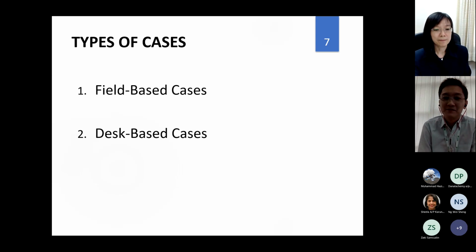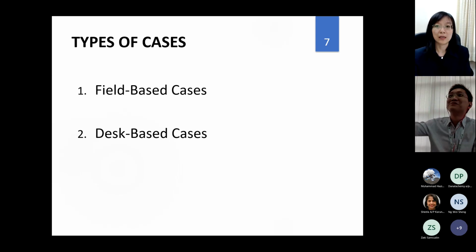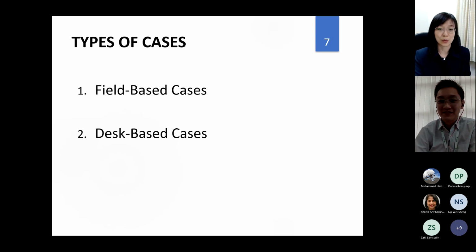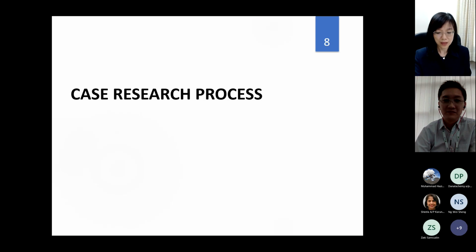And both types of cases are equally good, right? If you can write both types, they are good. It doesn't mean that field-based is actually more superior than desk-based. No, they are both equally recognized and also accepted for publications and for use in class itself.